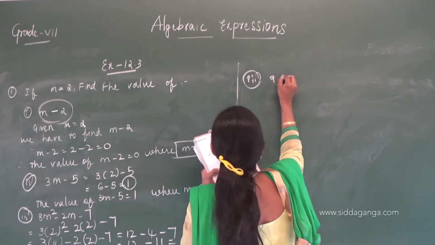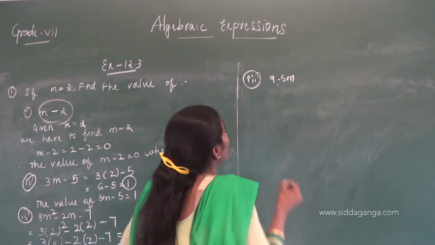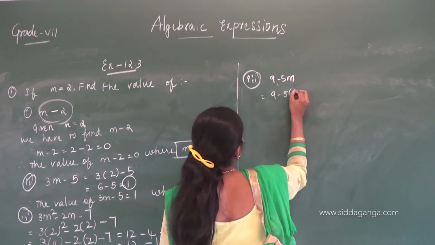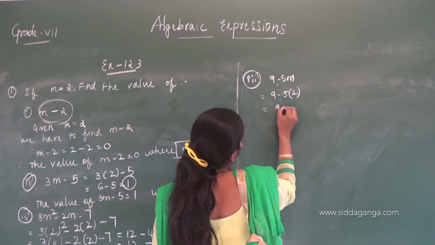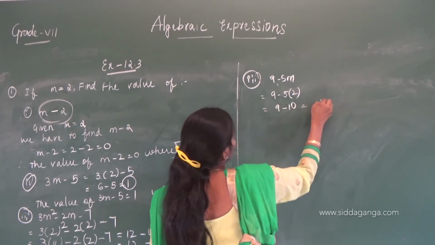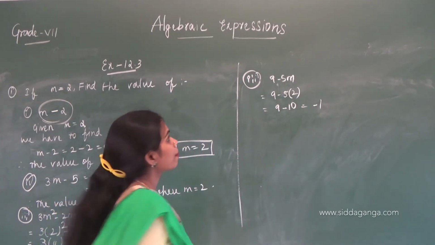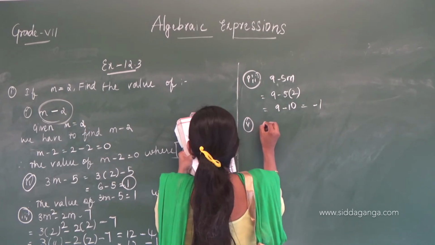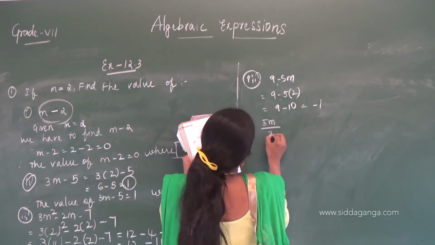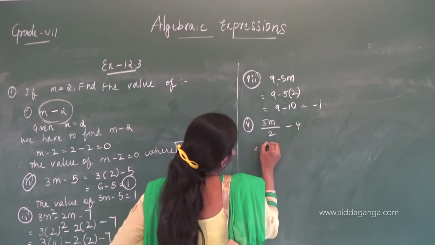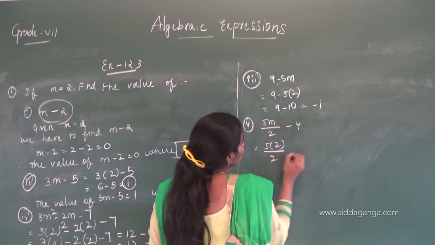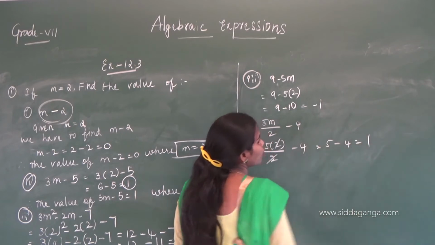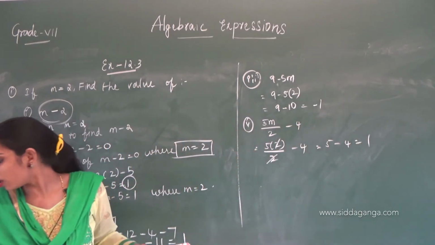9 minus 5m: 9 minus 5 into 2, 9 minus 10, that equals minus 1. Then 5m by 2 minus 4: 5 into 2 by 2 minus 4. The 2s get cancelled. 5 minus 4 equals 1.